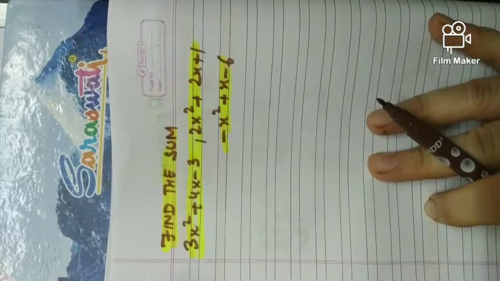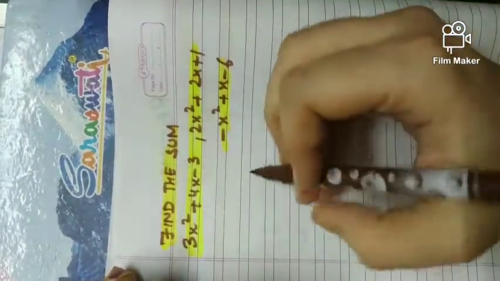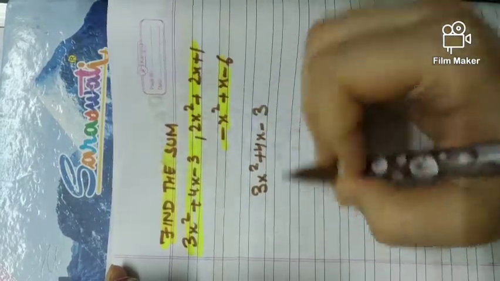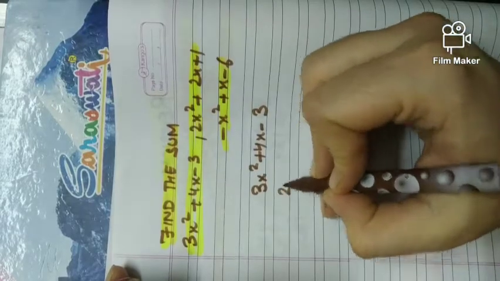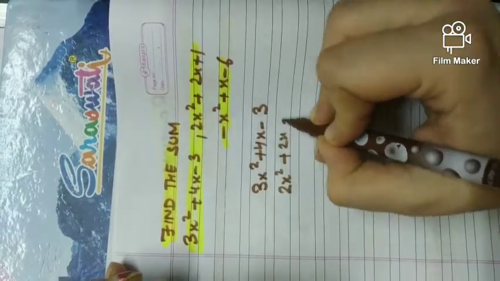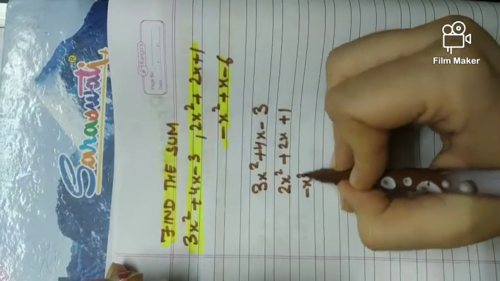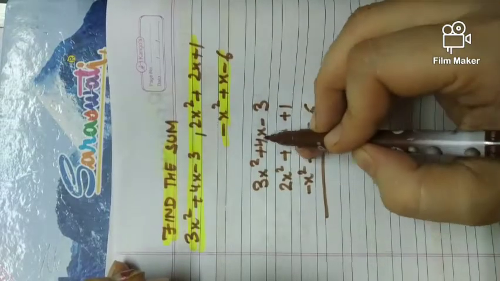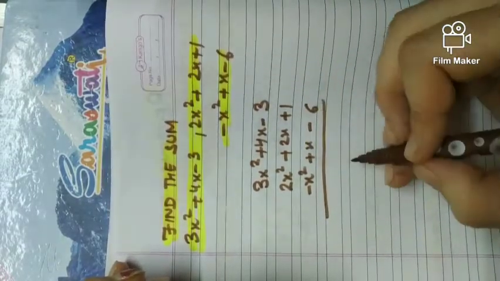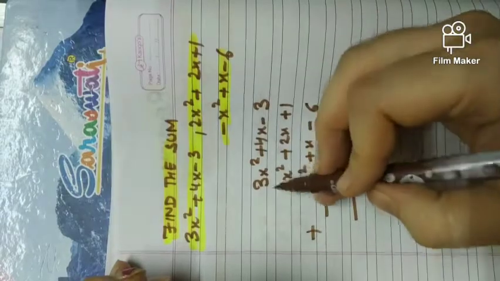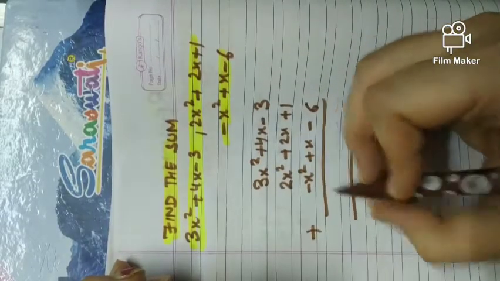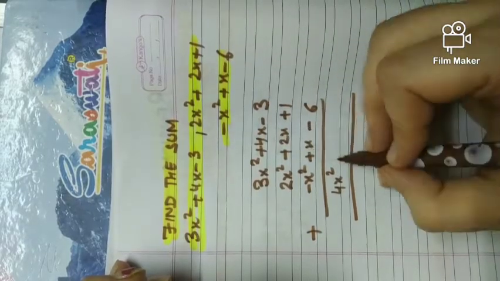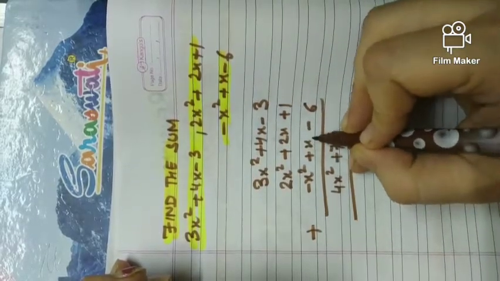Beta, one more example. Find the sum of these terms. So I am going to write the expression 3x square plus 4x minus 3 in the first row. Next expression, x square under x square: 2x square plus 2x, then minus x square plus x minus 6. X square like terms, x like terms, constant term like terms I have written together. Now you add beta. 3 plus 2, 5, 5 minus 1, 4x square. Okay. 4 plus 2, 6, 6 plus 1, 7x.